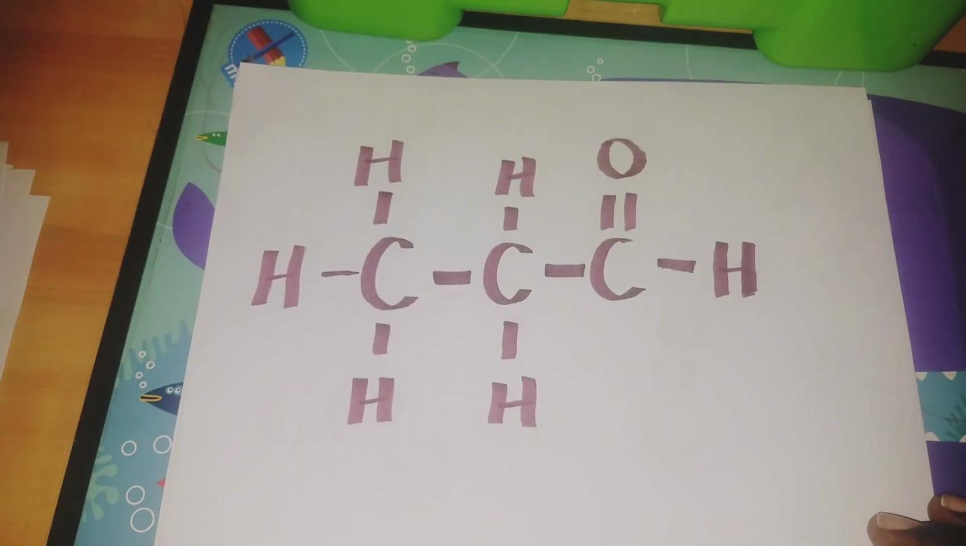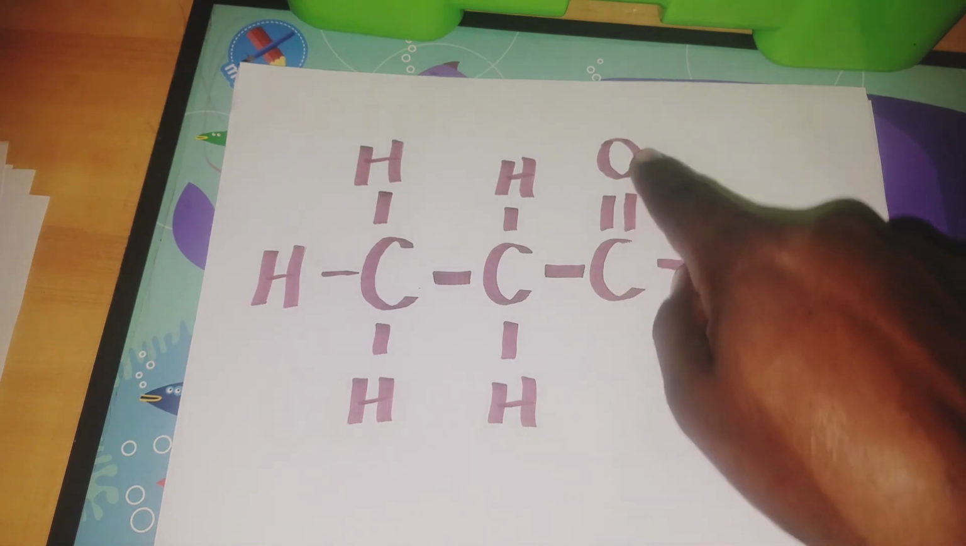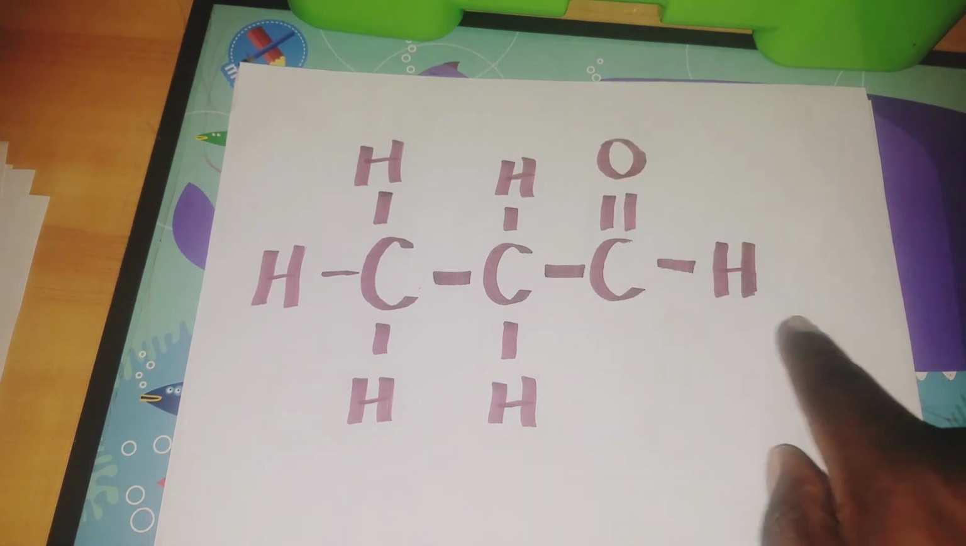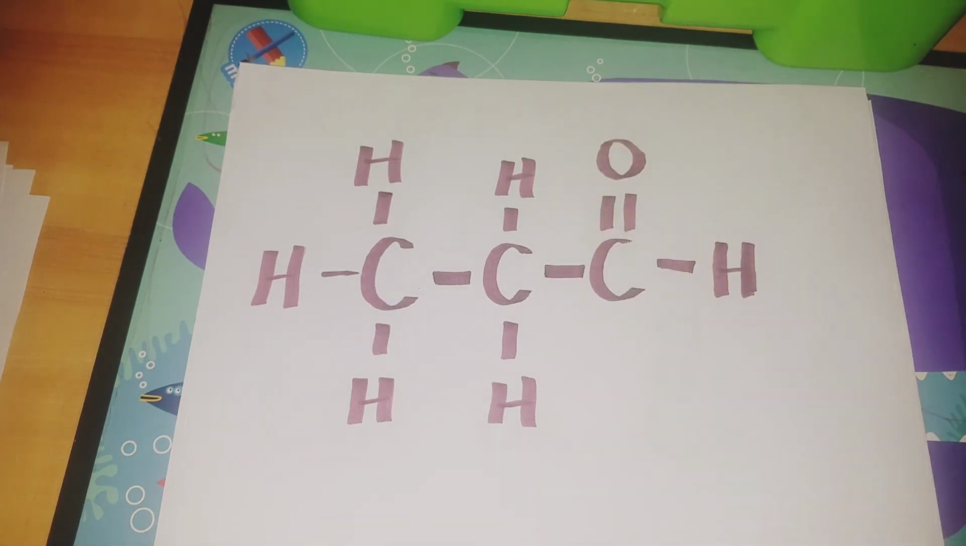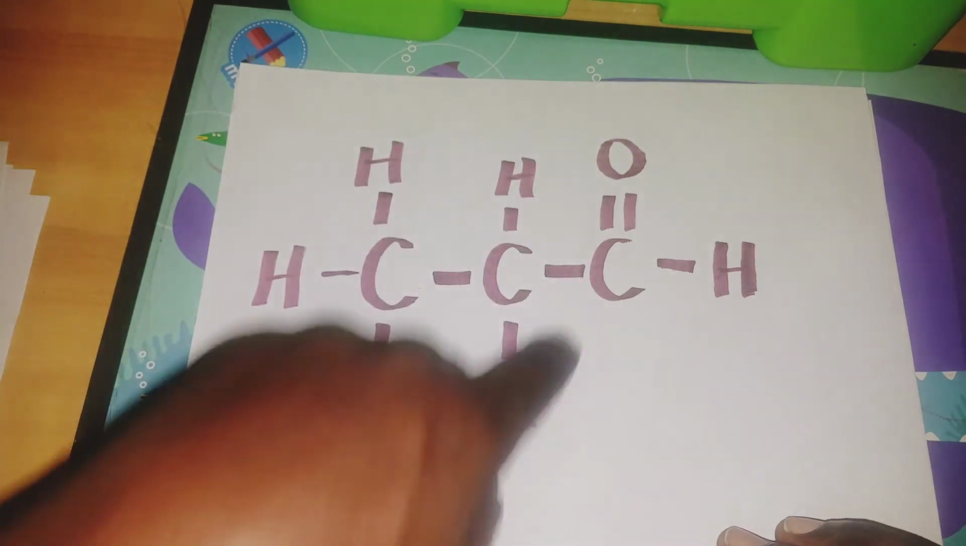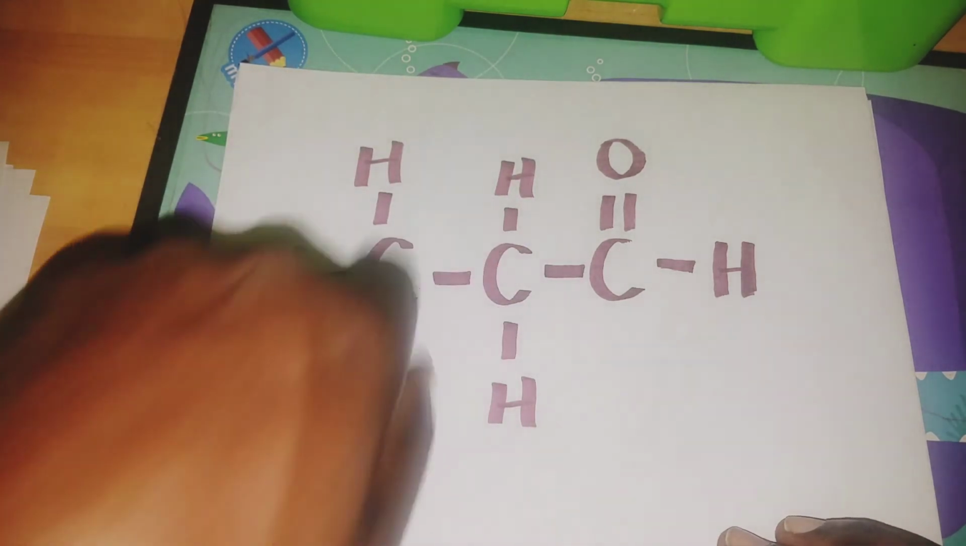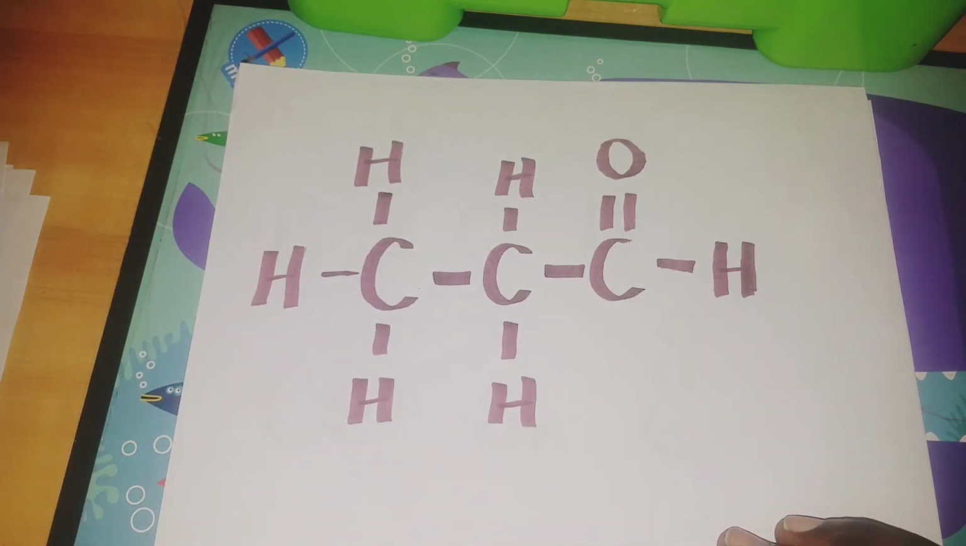There you have it, right? Your carbon double bond oxygen, and you have your hydrogen there. Once you see this, you know it is aldehyde functionality. And of course, you can work out the number of carbons and hydrogens based on the general formula as was given previously.